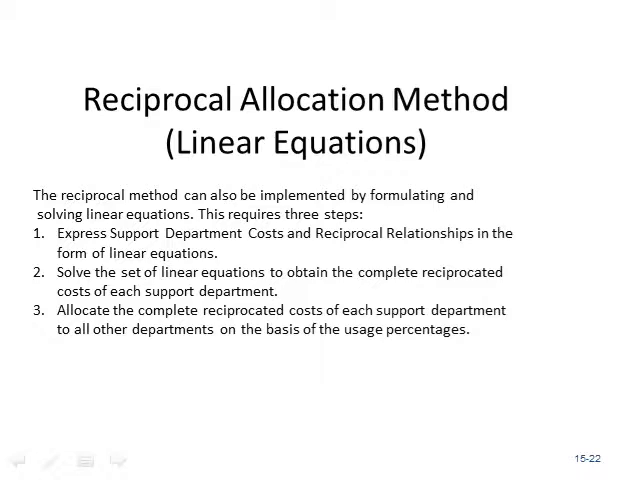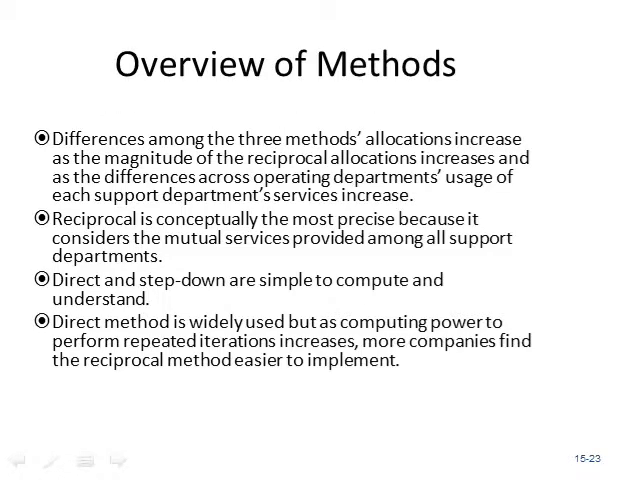So now let's look at an overview of the three methods that we just discussed. Differences among the three allocation methods increase as the magnitude of the reciprocal allocations increases and as the differences across operating departments' usage of each support department services increases. Reciprocal is conceptually the most precise because it considers the mutual services provided among all support departments. Direct and step-down are simple to compute and understand. The direct method is widely used, but as computing power to perform repeated iterations increases, more companies find the reciprocal method easier to implement.